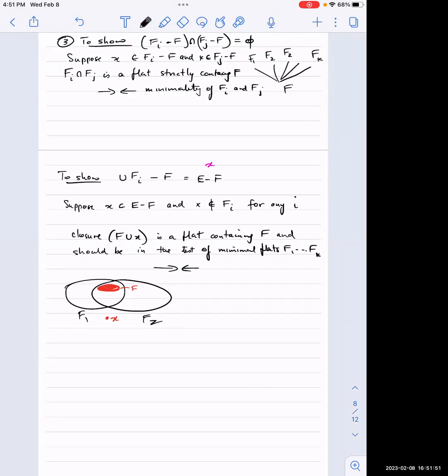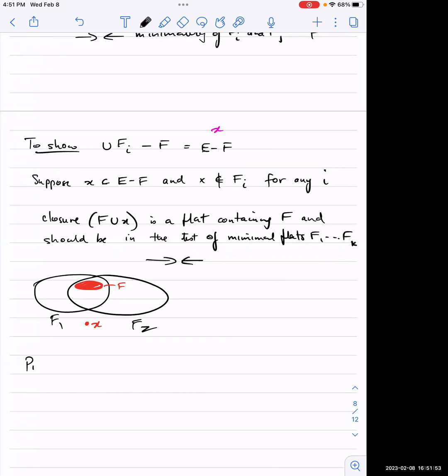So proposition 14, the independence axioms are equivalent to the flat axioms. I think one direction is done in all the things. It's the other direction that requires some work. I think in this case, the closure axioms are equivalent to the flat axioms, and then one direction is done.